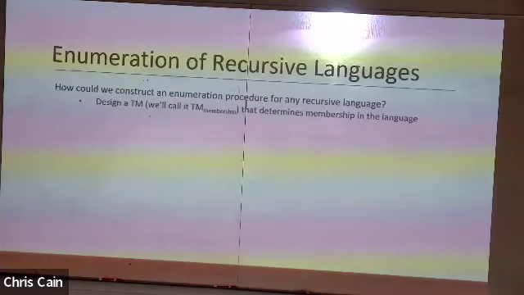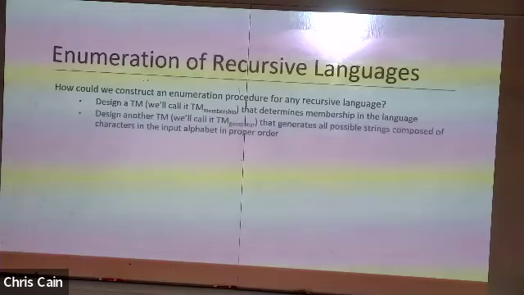This is the Turing machine that is responsible for the membership problem of a recursive language. It will be able to answer yes or no to whether or not a particular string is in this recursive language. Does that make sense? Turing machine that answers the membership question. We're going to design another Turing machine that we're going to call TM generator.